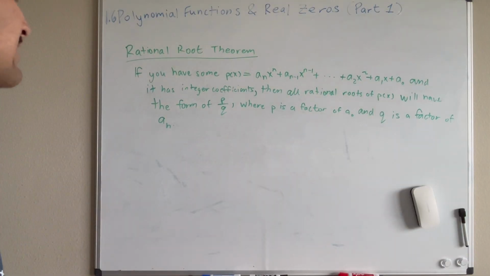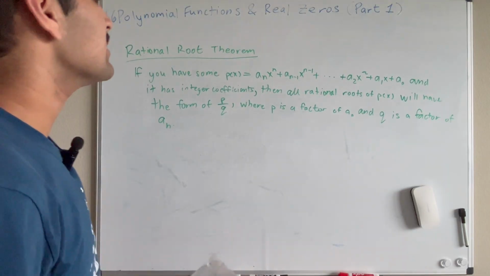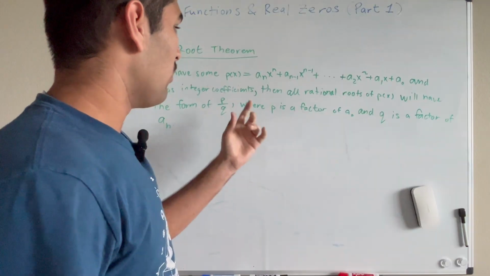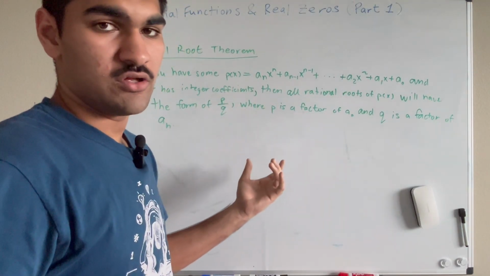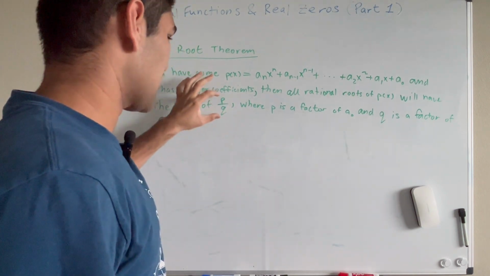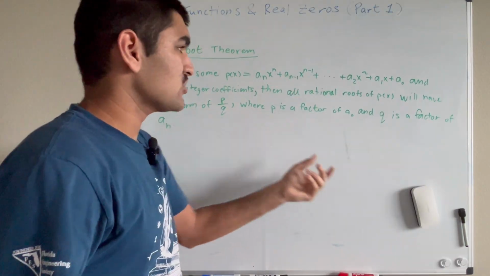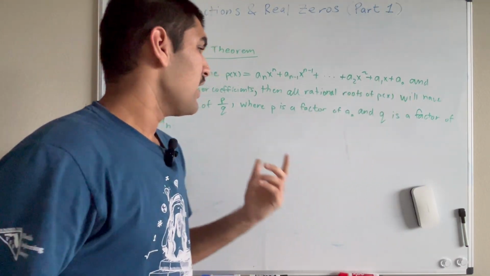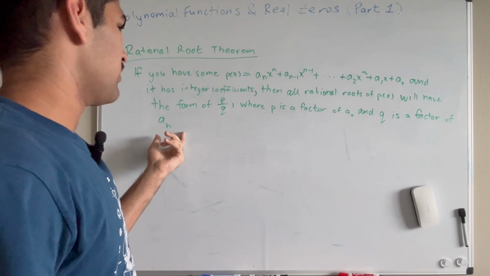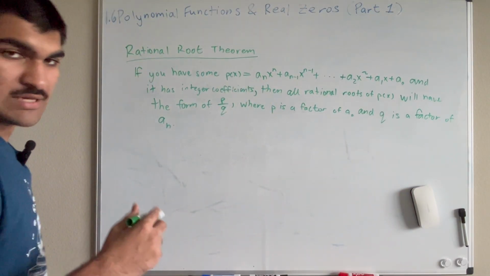So it definitely seems like a lot at first, but in essence, it's really simple. All it's saying is that if you have a polynomial function and all the coefficients are integers, then all of the rational zeros of the polynomial, so all the zeros that can be expressed as a fraction, will have a form where the numerator of the fraction is a factor of the constant term, and the denominator of the fraction will be a factor of the leading coefficient. So I'm pretty sure an example will make this more clear.